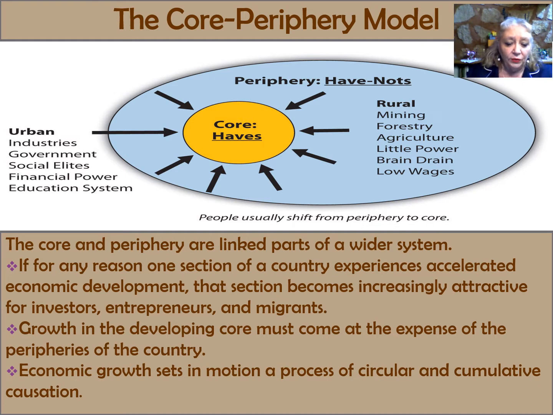So this economic growth sets in motion a process of circular and what they call cumulative causation. It's constant. The core is constantly preying on the periphery, and the periphery can move from the periphery to the semi-periphery, even to the core, and they could even move back to the periphery again.